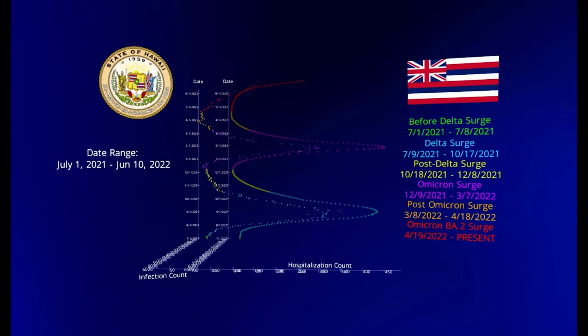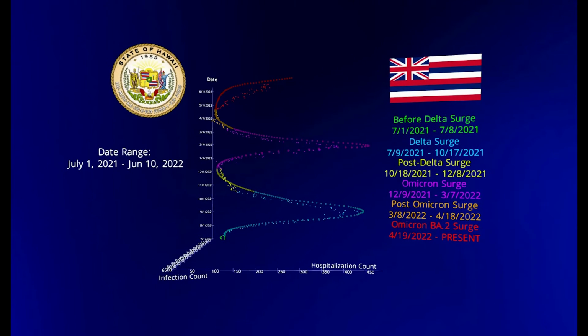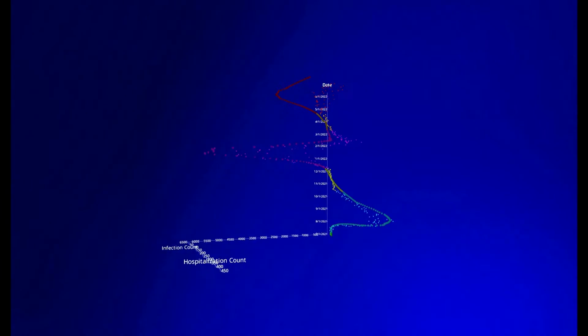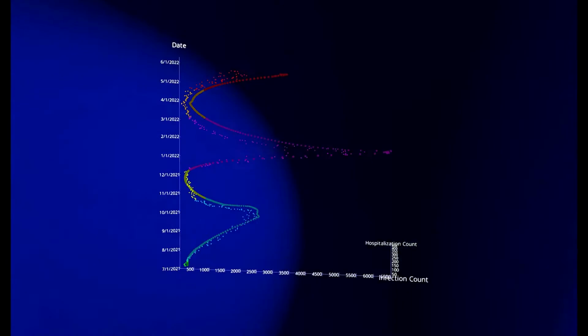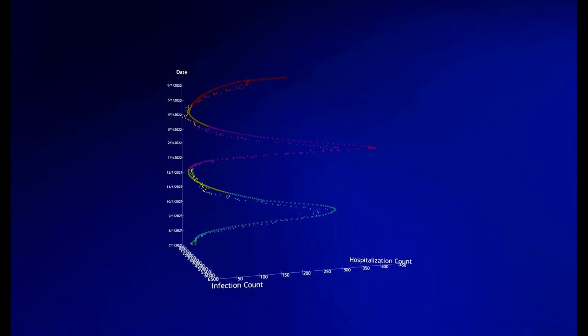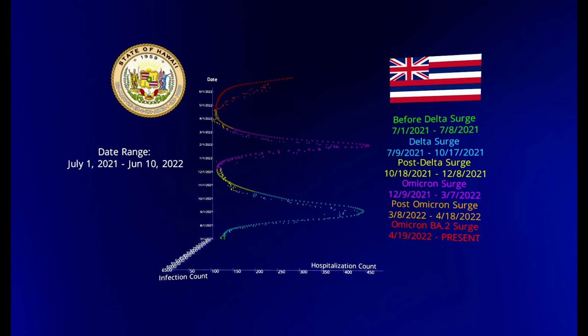If we were to overlap the two graphs, it would look like this. We can see that the model's predicted fit of the reported data fits pretty well. By having the date on the height axis, the infection count on the depth axis, and the hospitalization count on the width axis, we notice that this upward spiral shape is created.